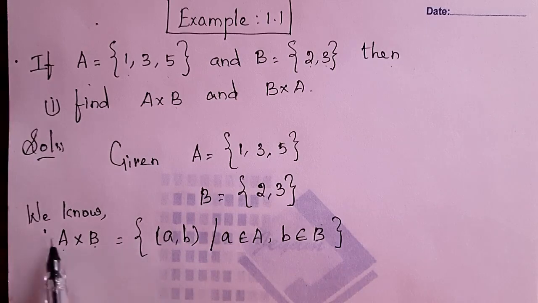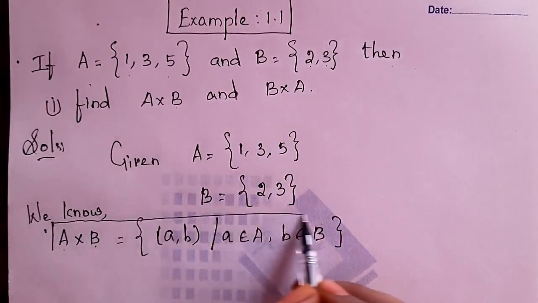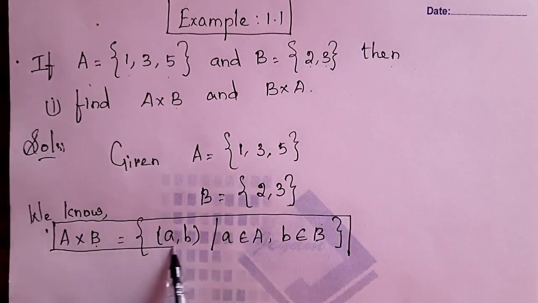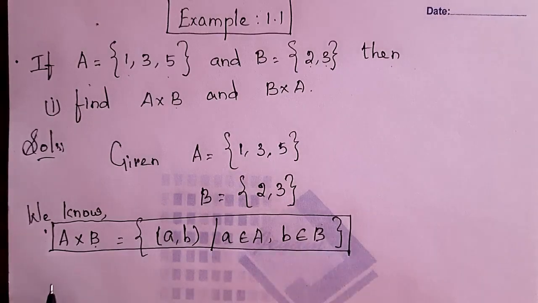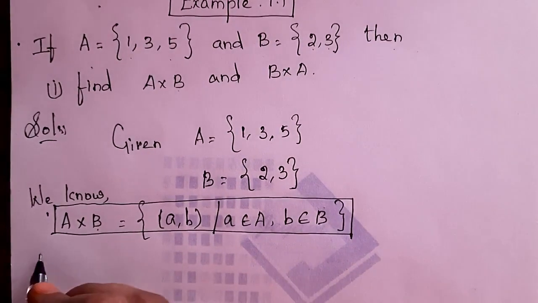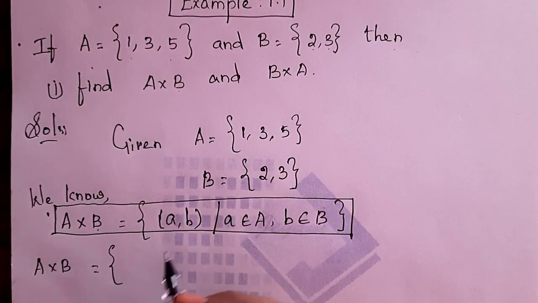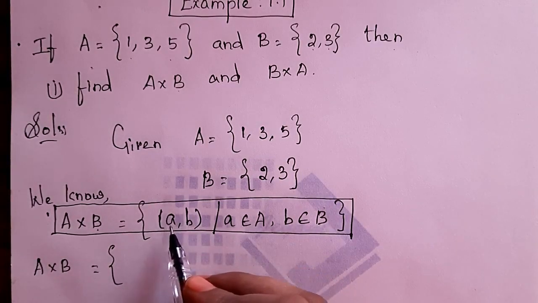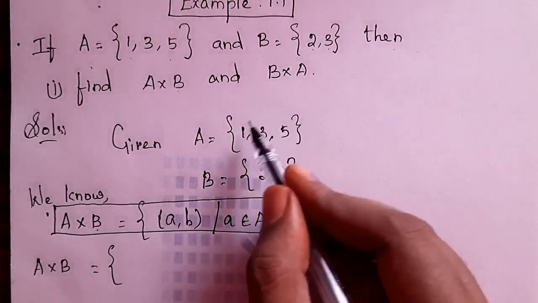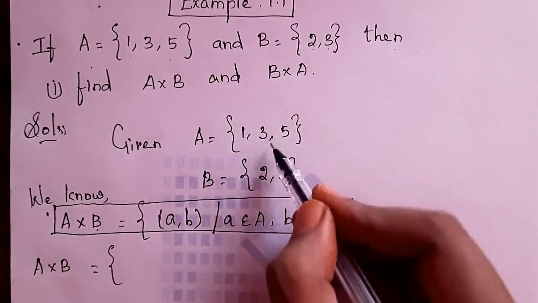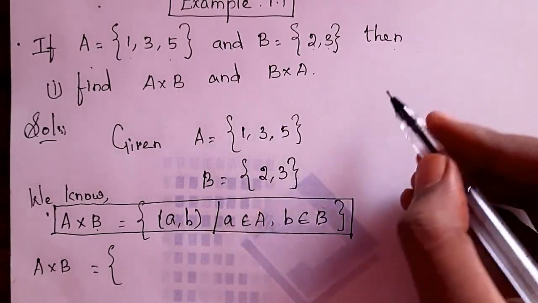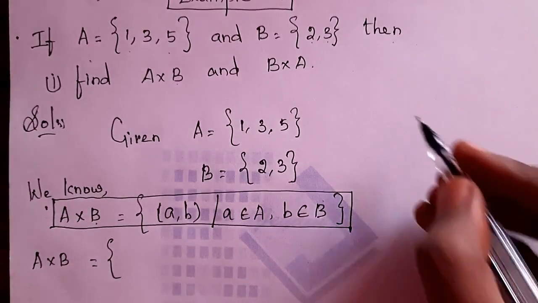Then using this, we are going to write the A cross B. So A cross B is equal to the set of all... The meaning is we are going to connect every element of A to B. For your understanding, I'll just draw it.